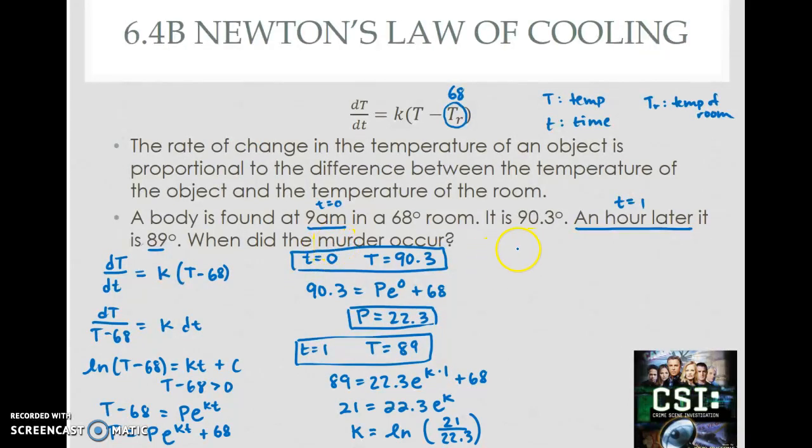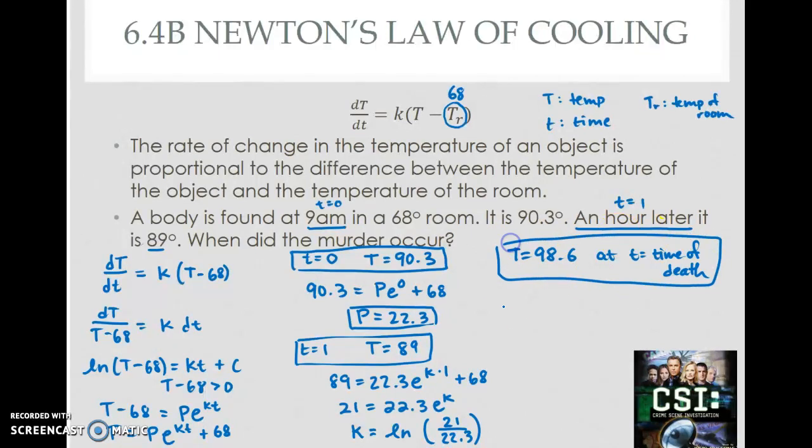Now I want to know when the murder occurred. I'm going to assume that the body was healthy when it was killed, so I'm going to assume that its temperature was 98.6 at the time of death. So I'm going to figure out what the time of death is, and the way I'm going to do that is I'm going to say 98.6 is equal to 22.3 e to the kt, and even though I'm writing a k, it's a number that I know, it's just that ugly decimal, plus 68.